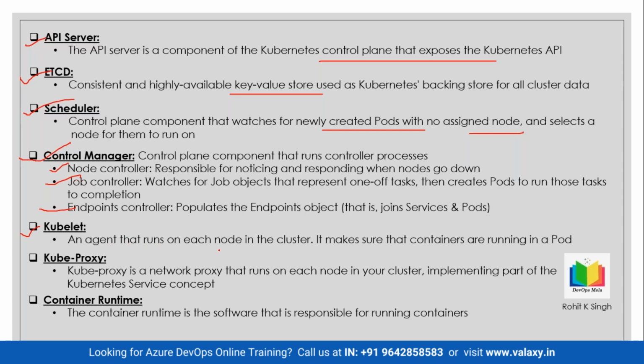Kubelet is an agent that runs on each node in the cluster. It makes sure that the containers are running in a pod. Kube-proxy is a network proxy that runs on each node, implementing part of the Kubernetes service concept. Container runtime is the software that is responsible for running containers.